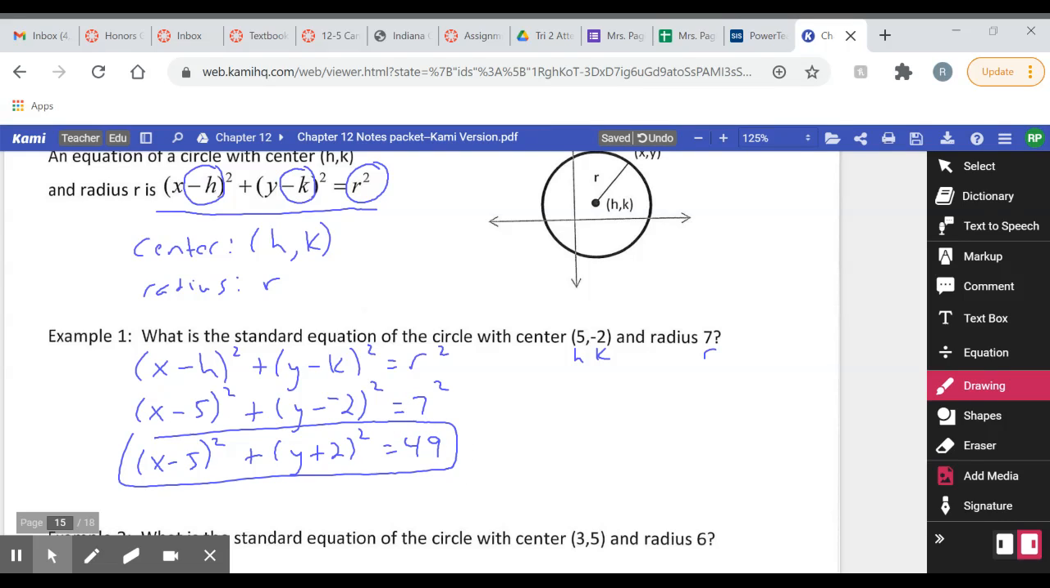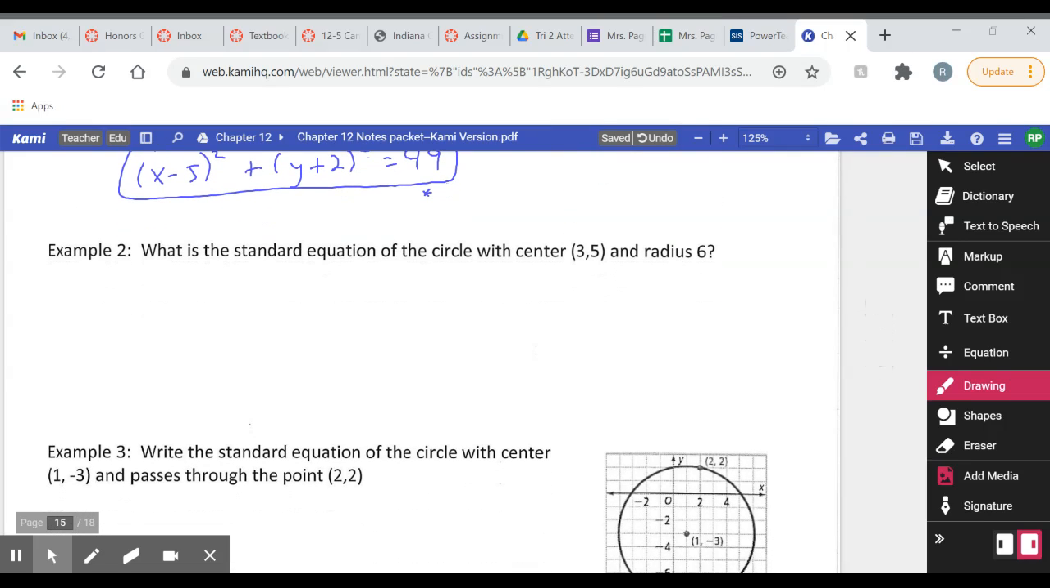And again, if I want to work backwards to see what the center is, if I see that minus 5 in my equation, the opposite of that is positive 5 right here. If I see the plus 2 in my equation, the opposite of that is -2, which is the second part of my center. And then the square root of 49 gives me 7. Okay.